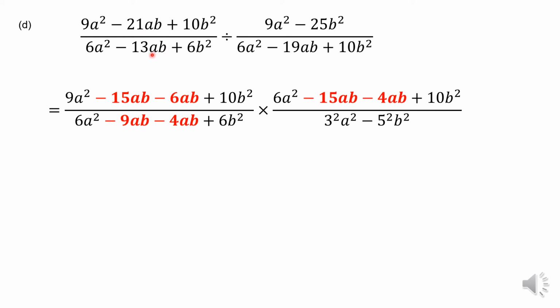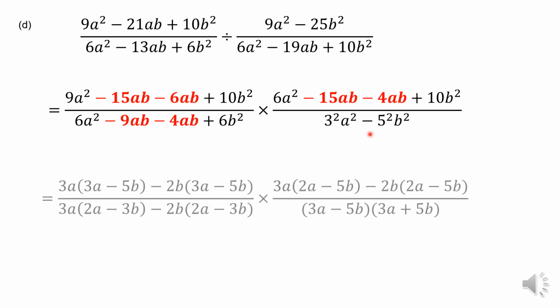AB, and two numbers here give you 36, and if you add them or subtract them, give you -13. There happens to be -9 and -4. Then I change the division to a multiplication. I swap the fraction around, and under I have the difference of two squares as 9. 3 is the square of 9, and 9 is the square of 3, and 25 is the square of 5.